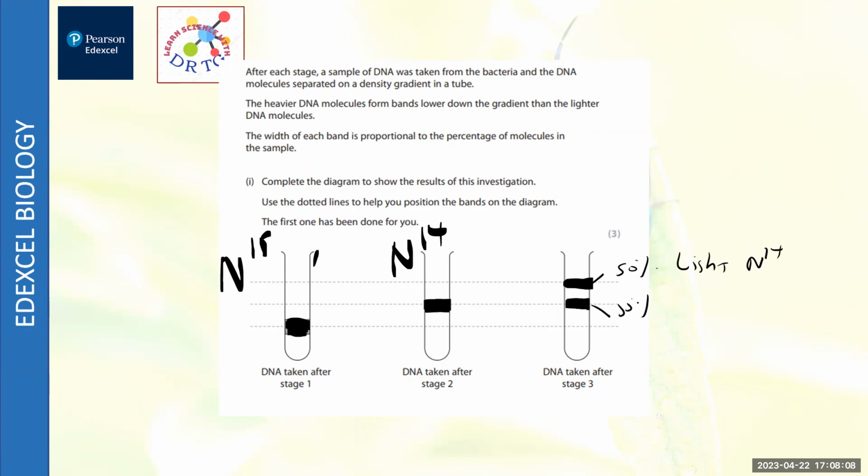This one is 50% light and heavy. That is N14 and N15. This one is a hybrid, N14, N15, 100%. So it is better that you take your notes and try to remember first, second, third, and fourth. What is the band pattern and percentage?